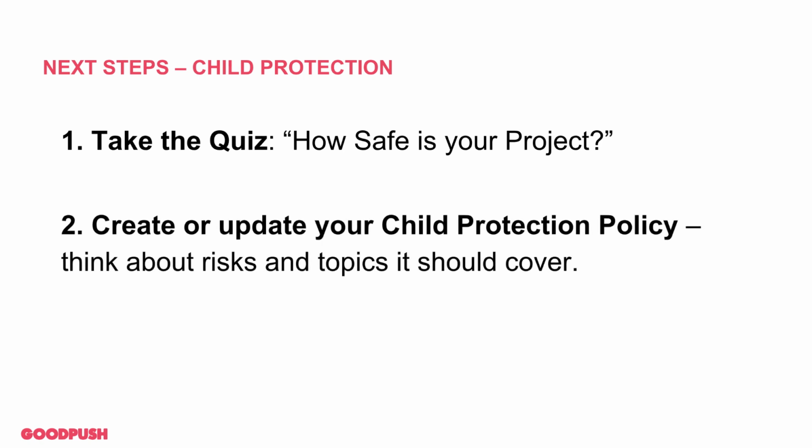And then secondly, it's highly recommended to create or update your child protection policy. The risk list that we made earlier can be really useful as a starting point for thinking about what you want to have covered in there. And on the Goodpush Toolkit, on the actual page for child protection, if you go down to the bottom with the resources and templates, you will find a child protection policy template, which you are free to use and adapt and just make your own.